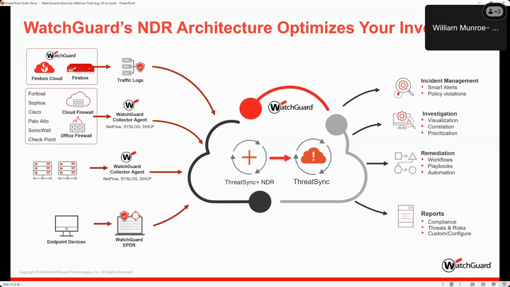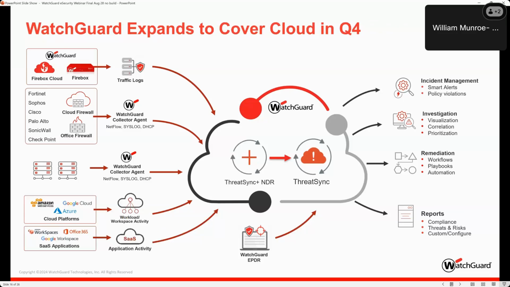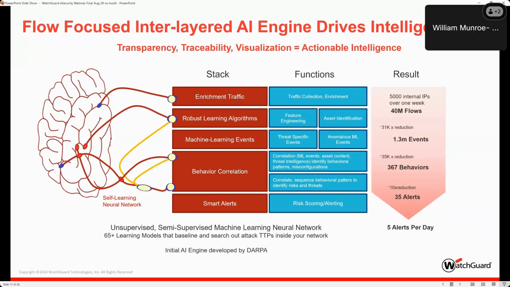So these are the two solutions. ThreatSync plus NDR, which is covering your internal network today, including your perimeter and including your work from home and your VPN. And then ThreatSync plus SaaS, which is coming in Q4. It's going to be November timeframe, which will expand this product out to cover your cloud environments also. Really powerful solution. Let's talk about the AI that drives it.